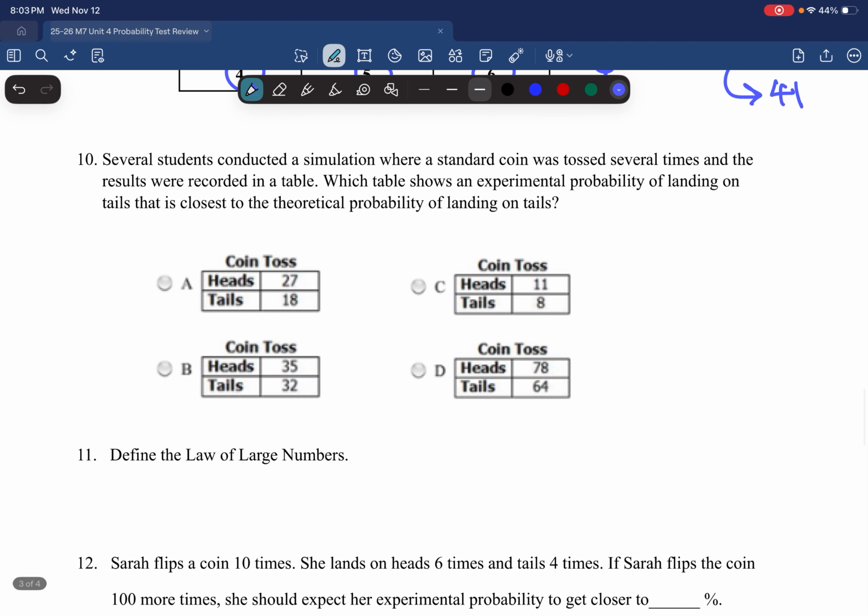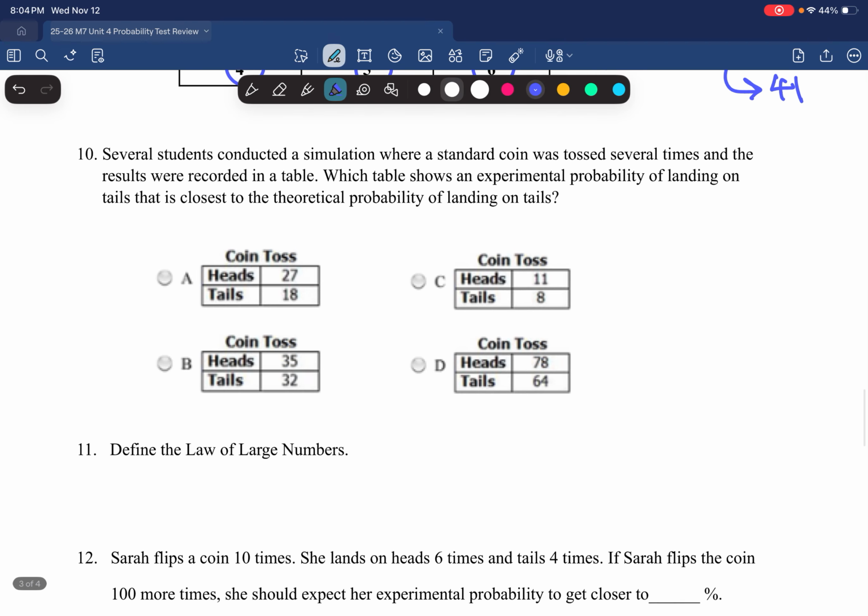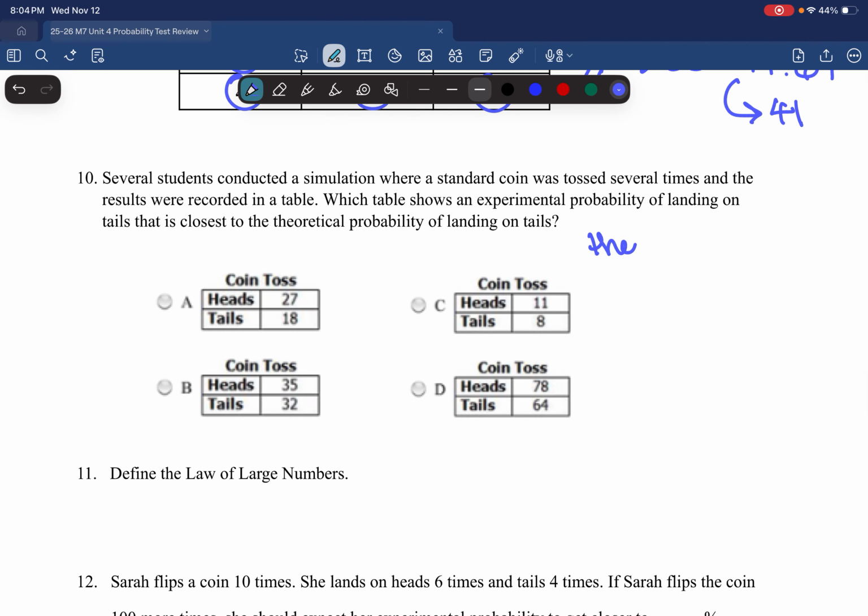All right. Several students conducted a simulation where a standard coin was tossed several times and the results were recorded in a table. Which table shows an experimental probability of landing on tails that is the closest to the theoretical probability of landing on tails? All right, so theoretical probability of landing on tails is going to be, we should all know this by now, but it is 1/2. So I'm looking at which one is the closest to 1/2.